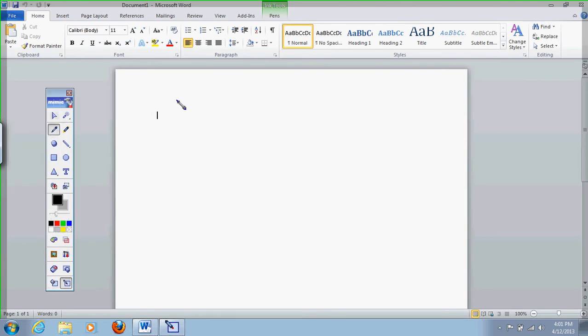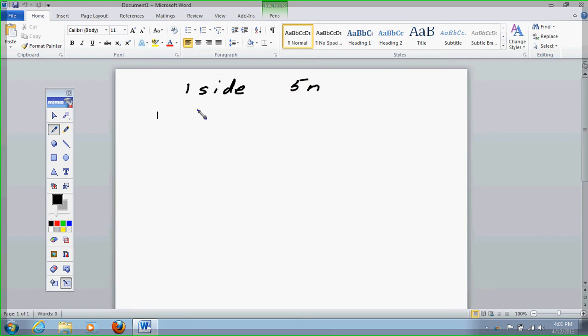Okay, so I have a word problem. The word problem says that I have a square, and one side of the square is 5n inches long, and another side is n plus 16 inches long. And it wants to know what is n and what is the side length of the square.